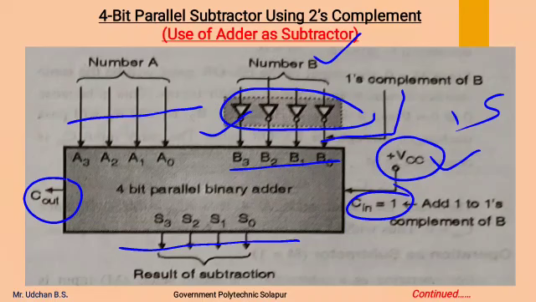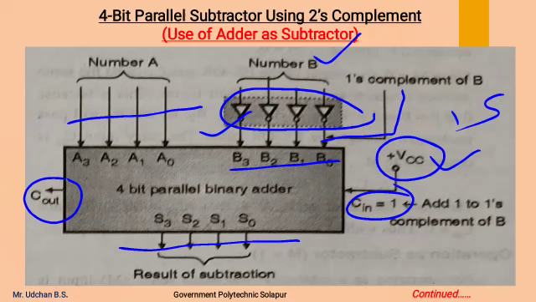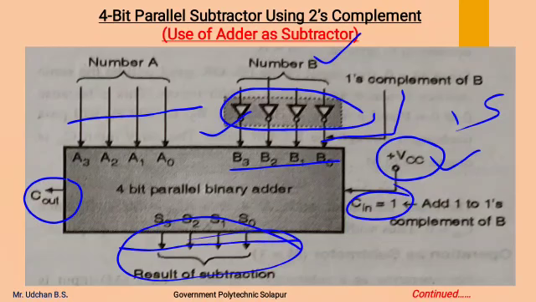If the carry output is 0, then the result is in negative form, so we have to take the 2's complement of this sum. If the carry output is 1, then the result obtained is in positive form, so we need not do anything on the sum which we get using this adder.